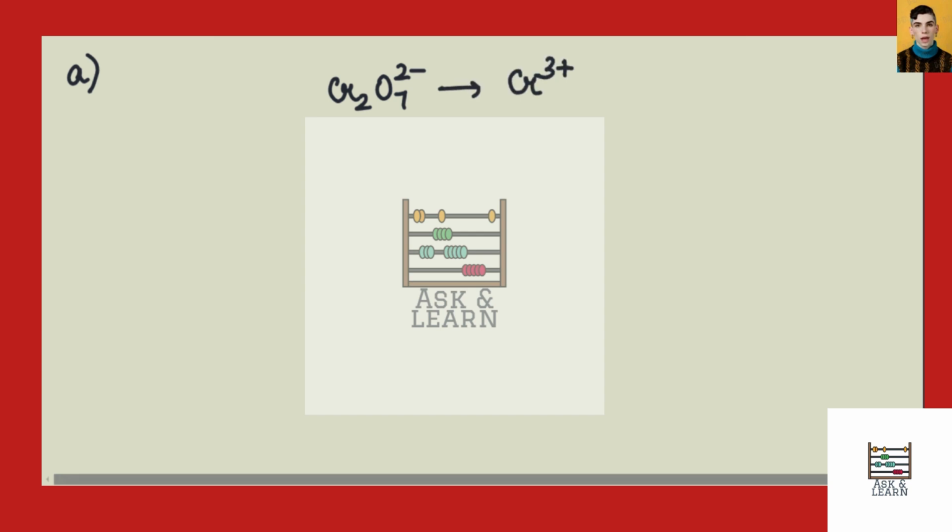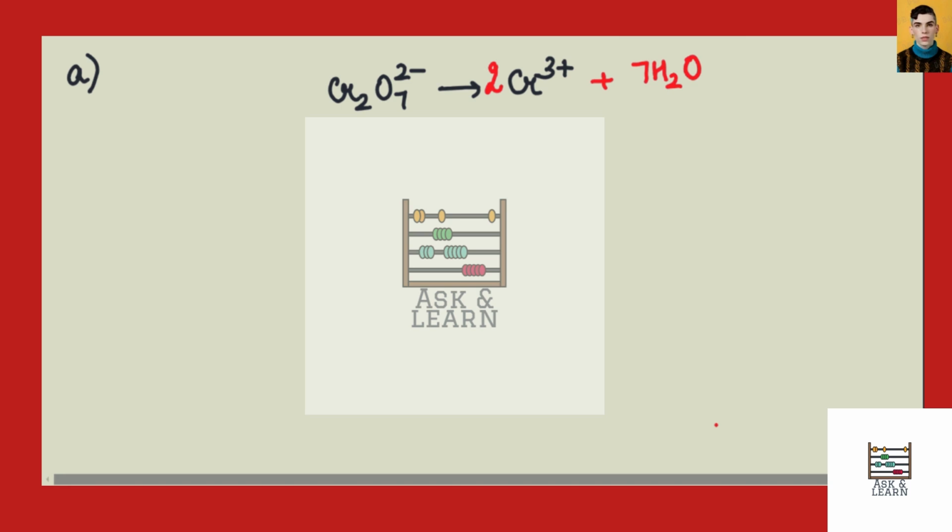In this case, we will balance the chromium atoms first. On the left hand side we have two chromium atoms, and on the right hand side we just have one chromium atom. So to balance that we will add a 2 here. Okay, and now we will balance the oxygen atoms. So to balance the oxygen atoms, we will count the number of oxygen atoms at the left hand side and then balance it on the right hand side. On the left hand side we have 7 oxygen atoms, and to balance that we will add 7 water molecules here. So that's what we do whenever we have to balance the oxygen atoms. We always use water molecules.